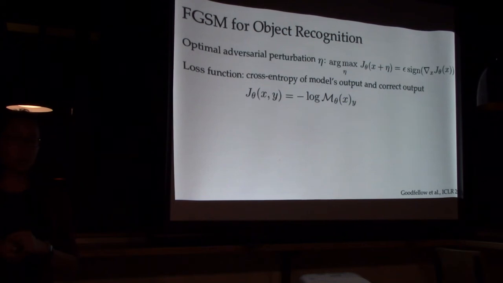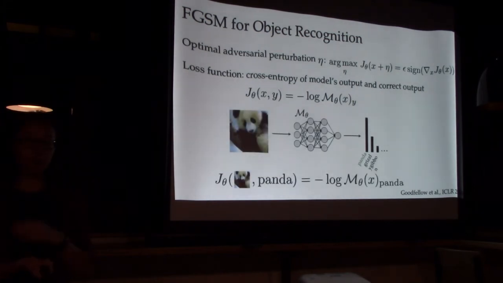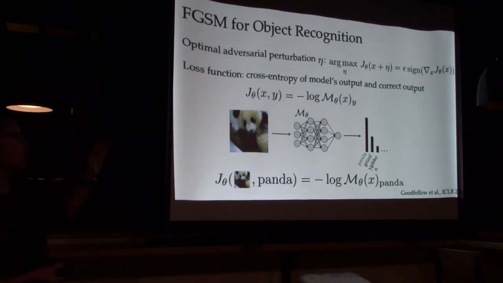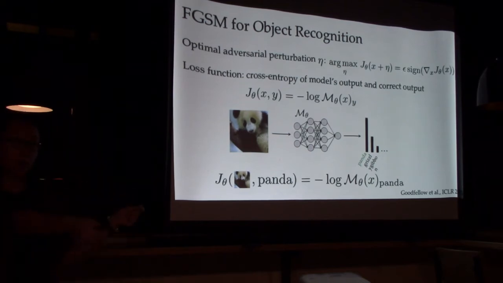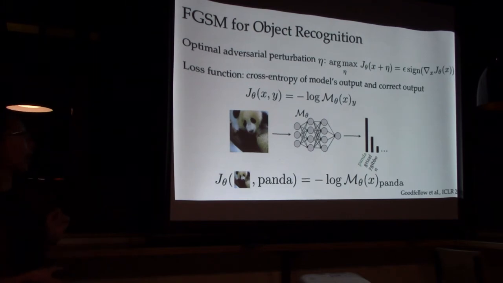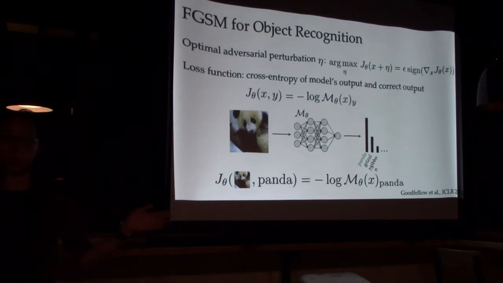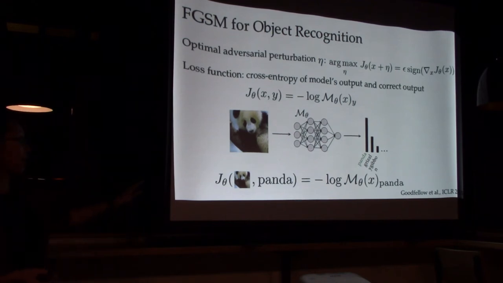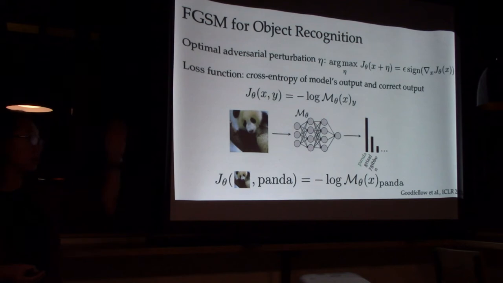So that was for object recognition, that example. The loss function for something like object recognition is you're trying to maximize the cross-entropy of the model's actual output and the true output, given your perturbation. So if you have this panda here, the model outputs this distribution over possible classes for this image. If you're the adversary, you're trying to get it to predict something that's not a panda. You're trying to minimize that probability, computing a perturbation that minimizes that probability.